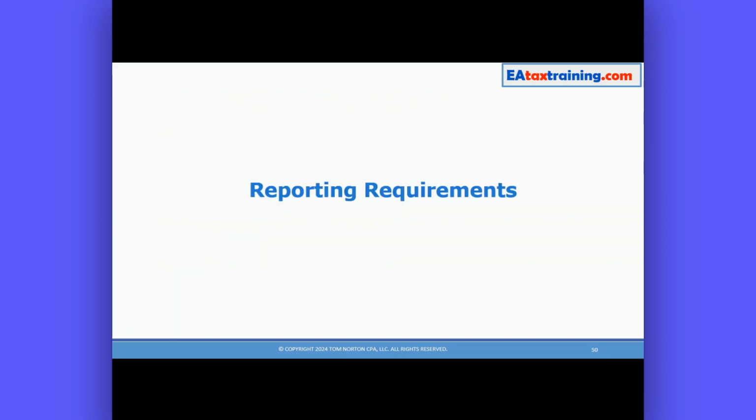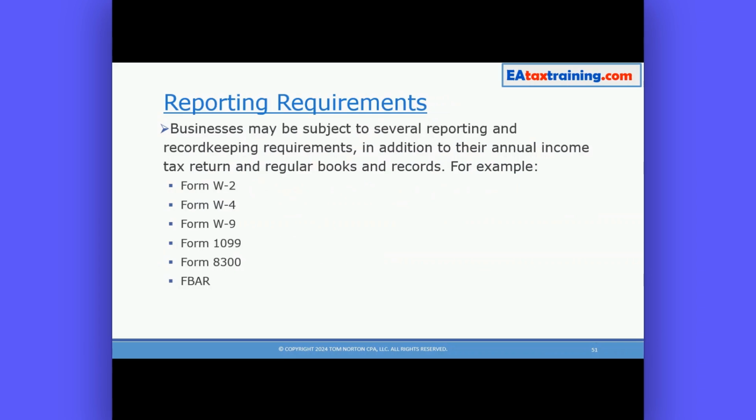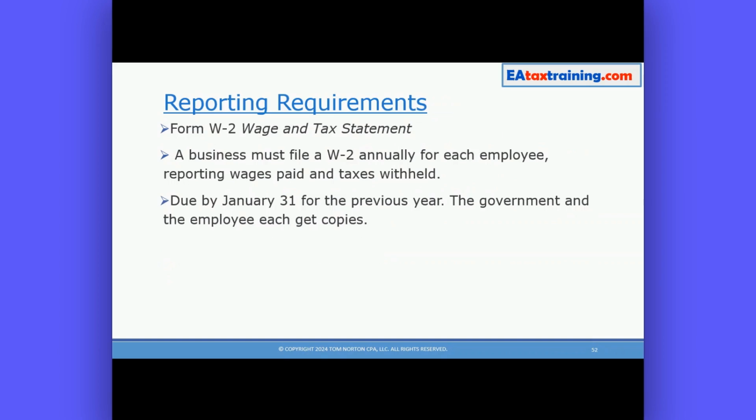Okay, reporting requirements for businesses. So other than your tax return, which obviously we're going to be talking about throughout these videos, a business can have several other reporting and record keeping requirements. So you can see listed there, we'll talk about each of these briefly. W-2s and W-4s and W-9s and 1099s, Form 8300 and FBAR. And there can be others as well. But the point is that as a business owner or as an advisor to a business, you need to be aware of these things so that you don't miss something and end up getting penalized.